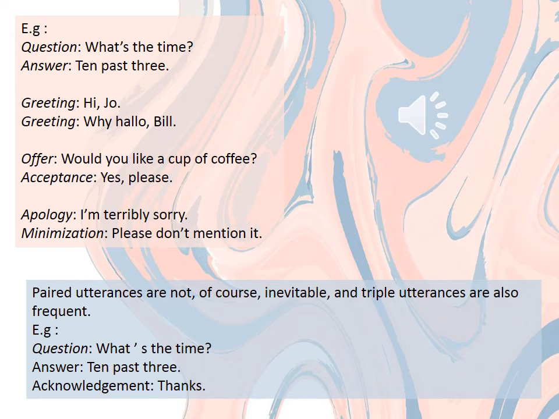Paired utterances are not, of course, inevitable, and triple utterances are also frequent. The example is between question, answer, and acknowledgement. The question is, "What's the time?" and the answer is, "10 past 3." And there is also the acknowledgement, which is, "Thanks."